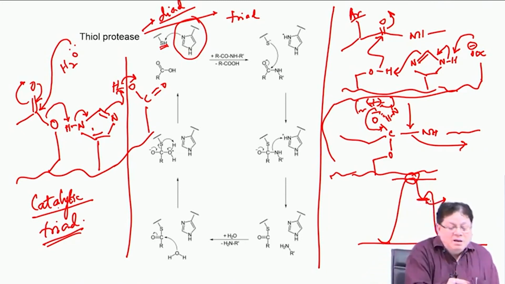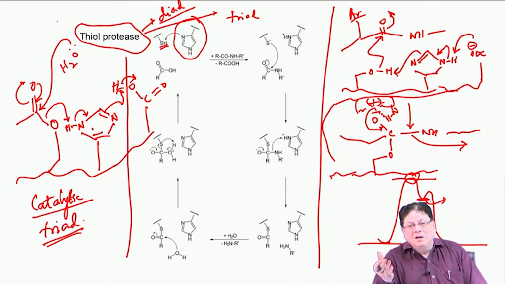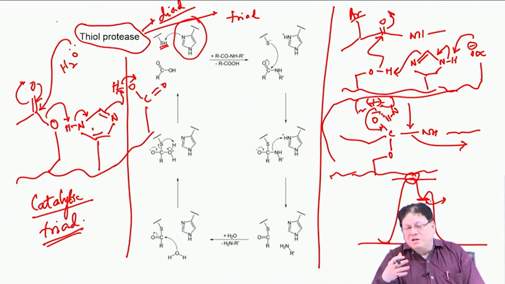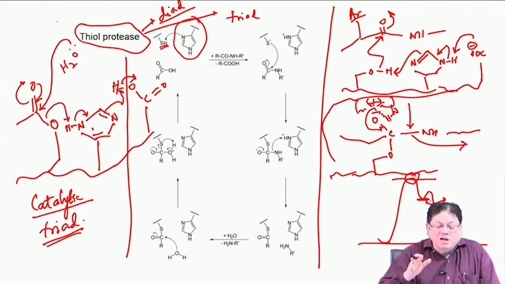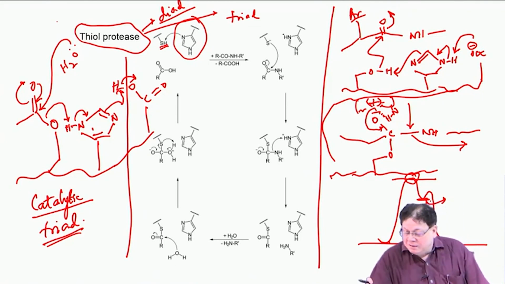One of the very well known thiol proteases is present in papaya. And you know, papaya juice is usually given while you cook meat, because that can soften the meat by hydrolyzing some of the peptide bonds that are present in meat. Okay.